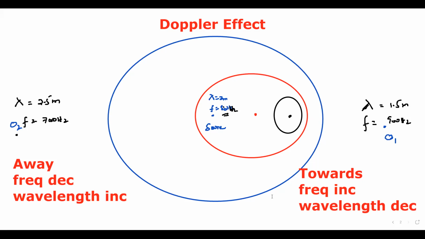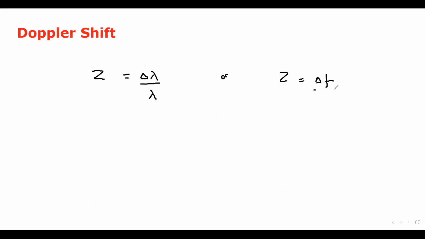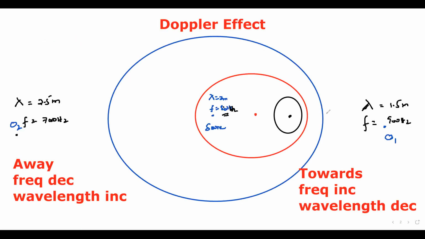Using the Doppler effect, we can also calculate a Doppler shift. What is a Doppler shift? The Doppler shift is denoted by Z. It can be calculated as the change in wavelength divided by the original wavelength, or the change in frequency divided by the original frequency. So for example, how do we calculate a Doppler shift?